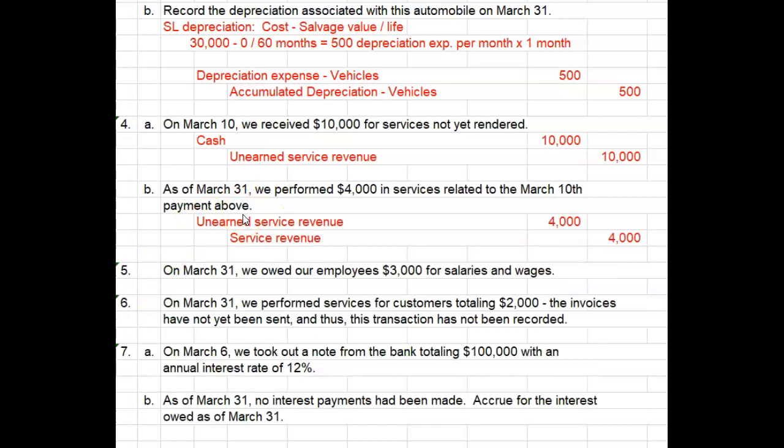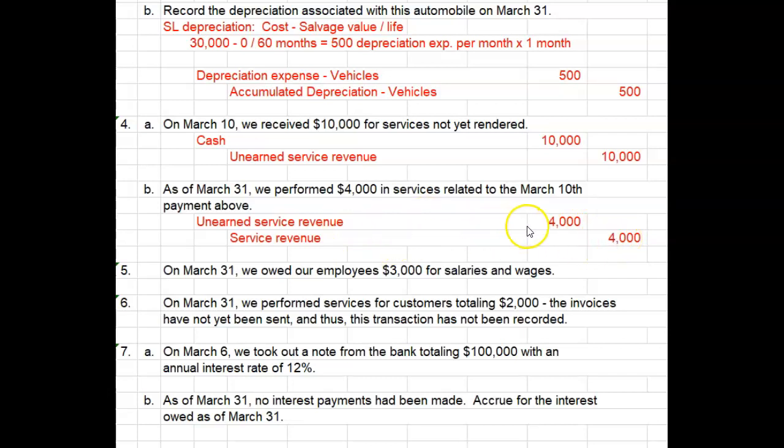So our journal entry is to debit the liability for $4,000 and credit earned revenue. It's called perhaps service revenue. That's the account title I chose to use, $4,000. The point being, you debit the liability unearned and you credit the earned revenue.